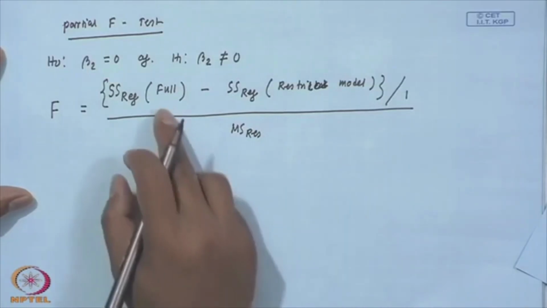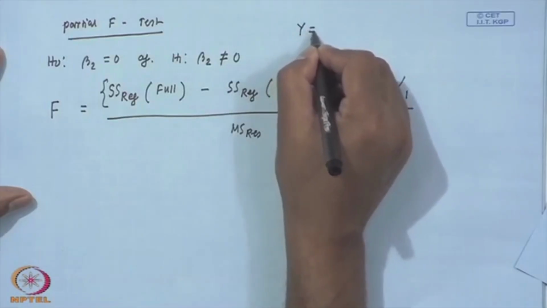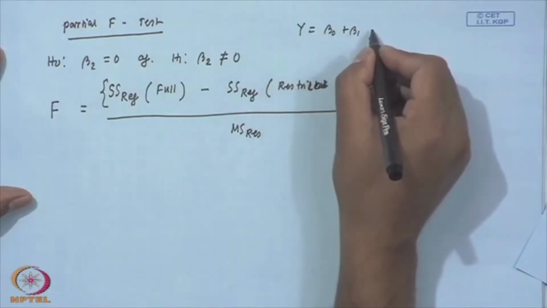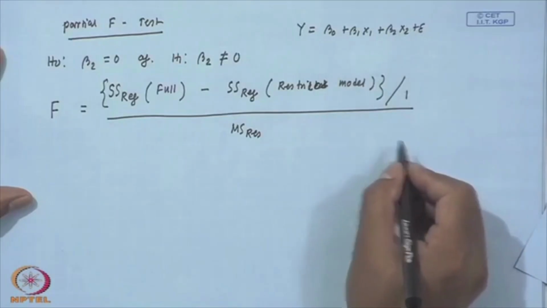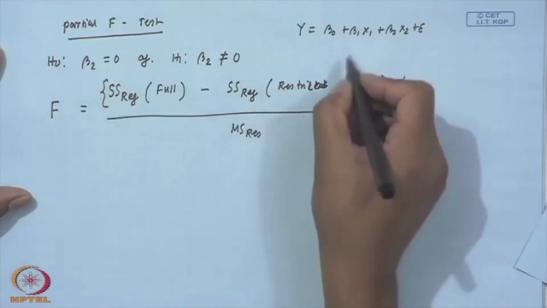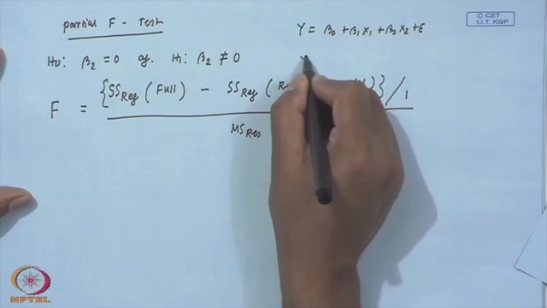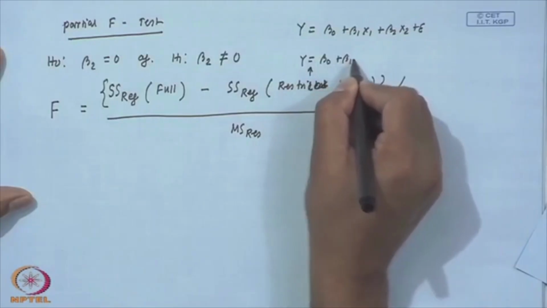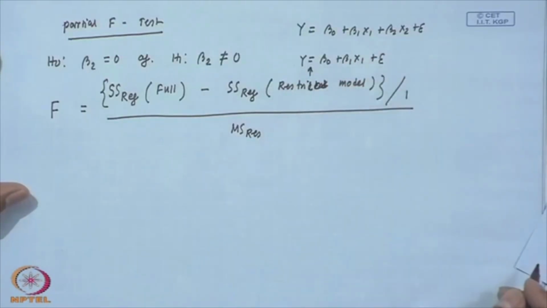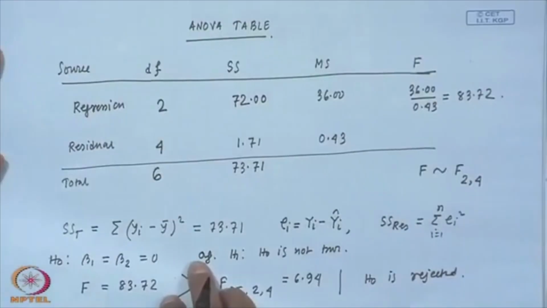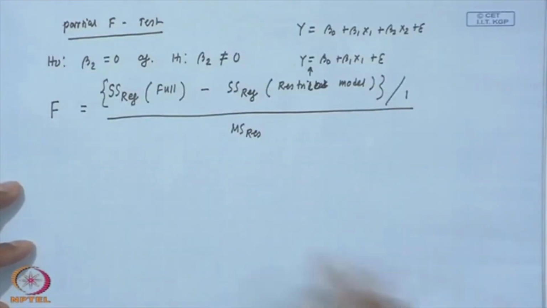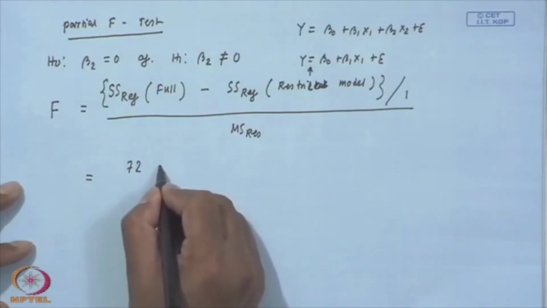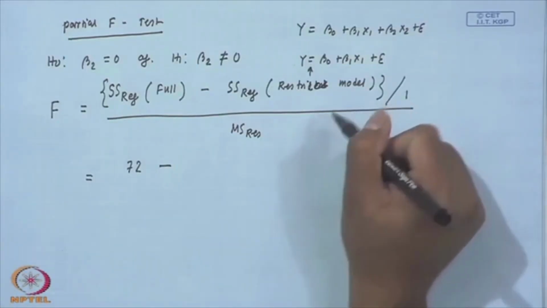Okay. We know what the full model is. The full model is y equal to beta naught plus beta 1 x 1 plus beta 2 x 2 plus epsilon, and the restricted model is the model under H naught. So, the restricted model is basically y equal to beta naught plus beta 1 x 1 plus epsilon. We know SS regression for the full model. If you look at the ANOVA table, SS regression for the full model is 72. So, here we will put 72 minus.